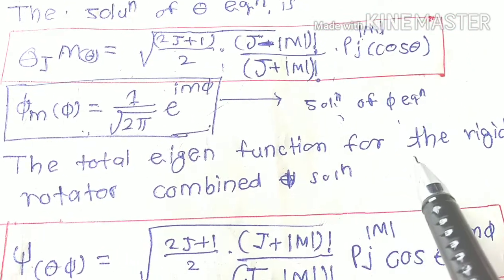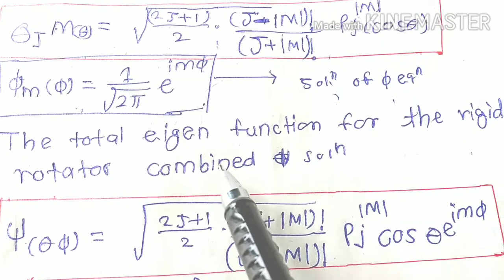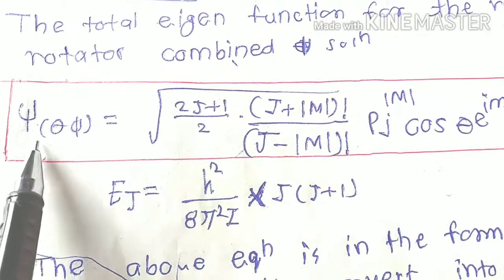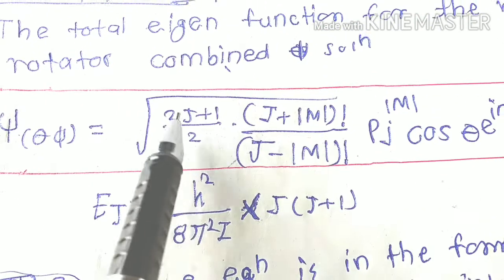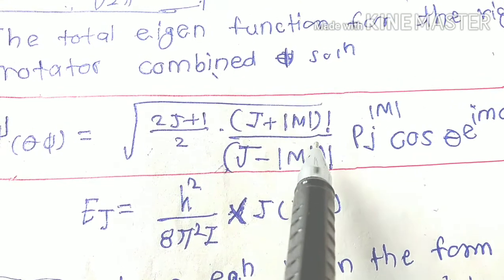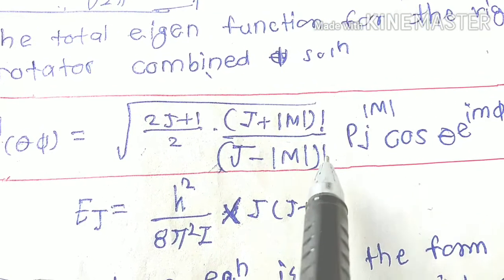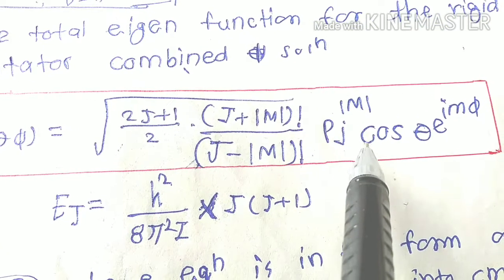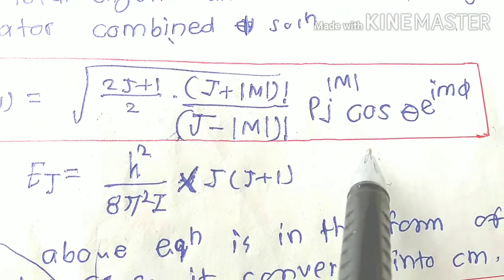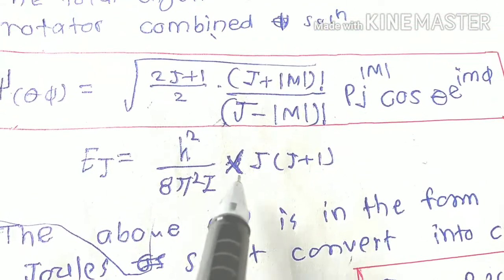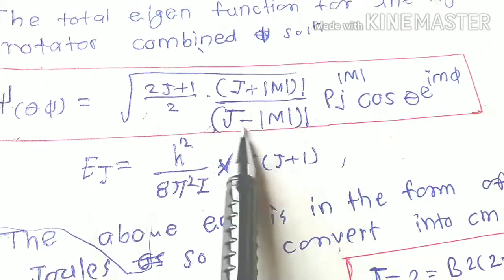The total wave function for the rigid rotator is the combined solution. So we get psi of theta into phi equals to under root 2j plus 1 by 2 into j minus mod of m factorial by j plus mod of m factorial into p of j raised to mod of m into cos of theta into e raised to I m phi. So Ej equals to h square by 8 pi square I into j into j plus 1.